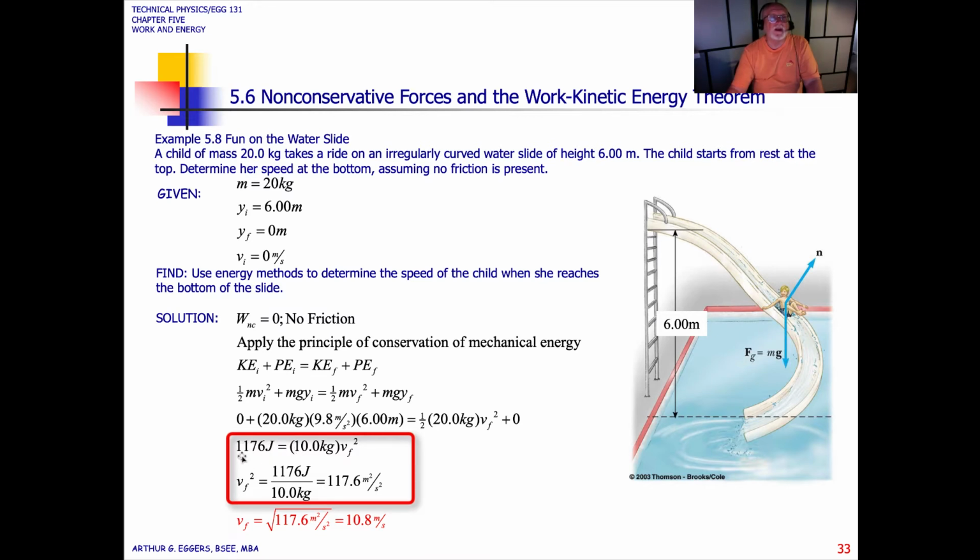So we've got 1176 joules is equal to 10 kilograms, because it's halved by that 1/2, times velocity final squared. Velocity final squared then is equal to 117.6 meters squared per second squared. And we take the square root of that value. We get 10.8 meters per second. So that's our velocity at the bottom.